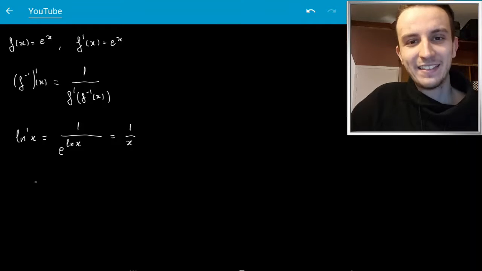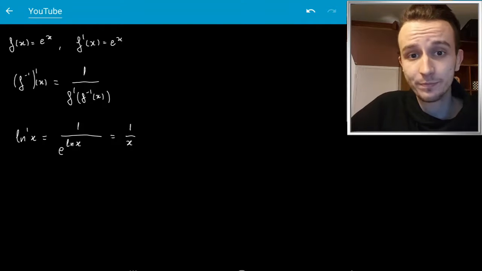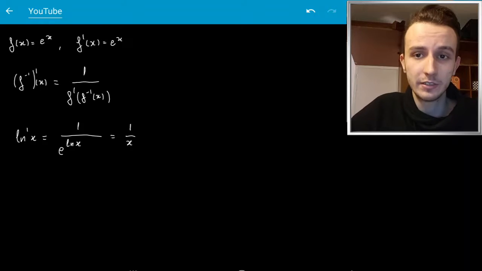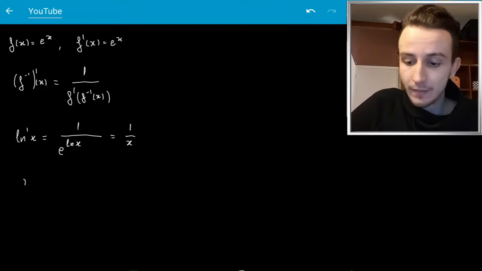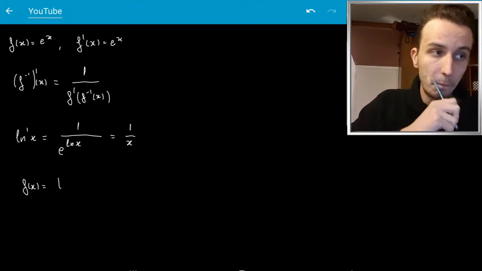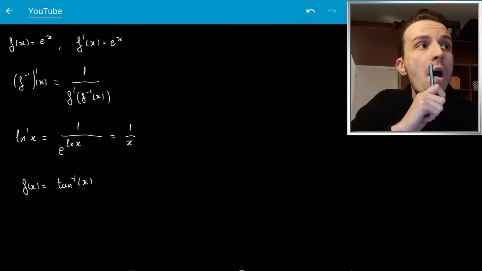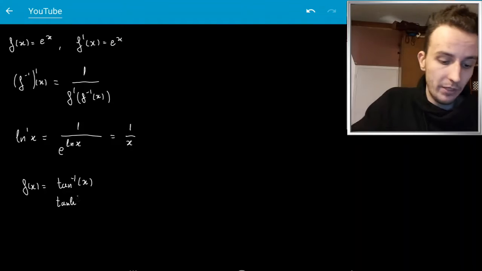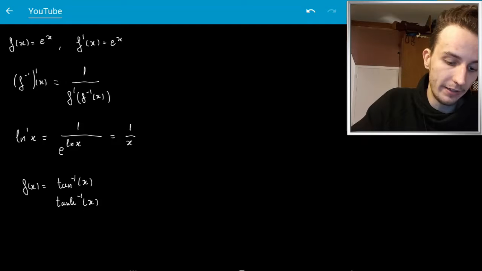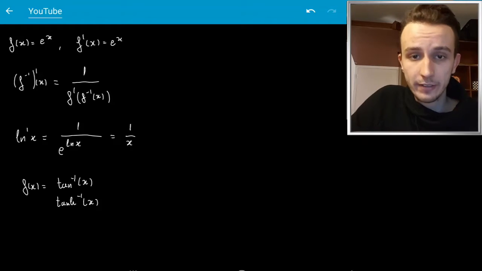Of course, ln x is easy to differentiate, but we could use some more complicated functions, and yeah, it would be nice to know this. Like, for example, I don't know, think of f of x equals tangent inverse of x, or even tangent hyperbolic inverse of x. You know, I don't know these by heart. It would be pretty cool to use the inverse formula for that. Okay, maybe I'll do that in another video.